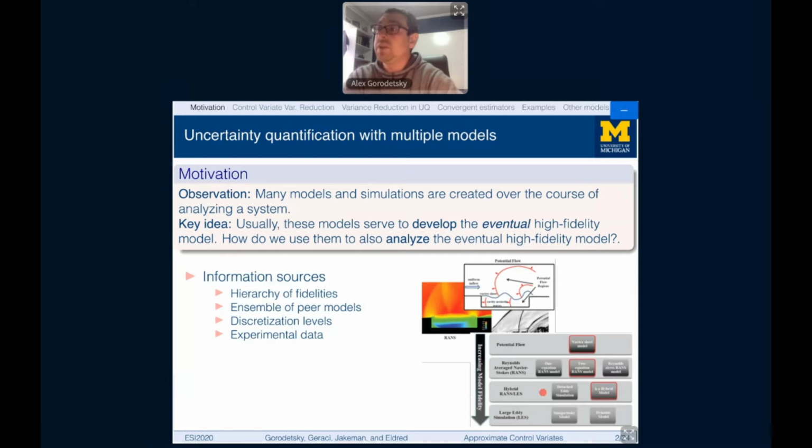But even within fidelities, there might be ensembles of peer models. So for instance, it might not be clear which RANS turbulence model you should use, or there might be competing methods. How do you use them together? And furthermore, even within each of these peer models, there might be discretization levels or solver parameters that you might be able to choose in order to develop the simulation. And finally, we can view information sources more broadly. They can include, for instance, experimental data or surrogate models, reduced order models, and so on and so forth.